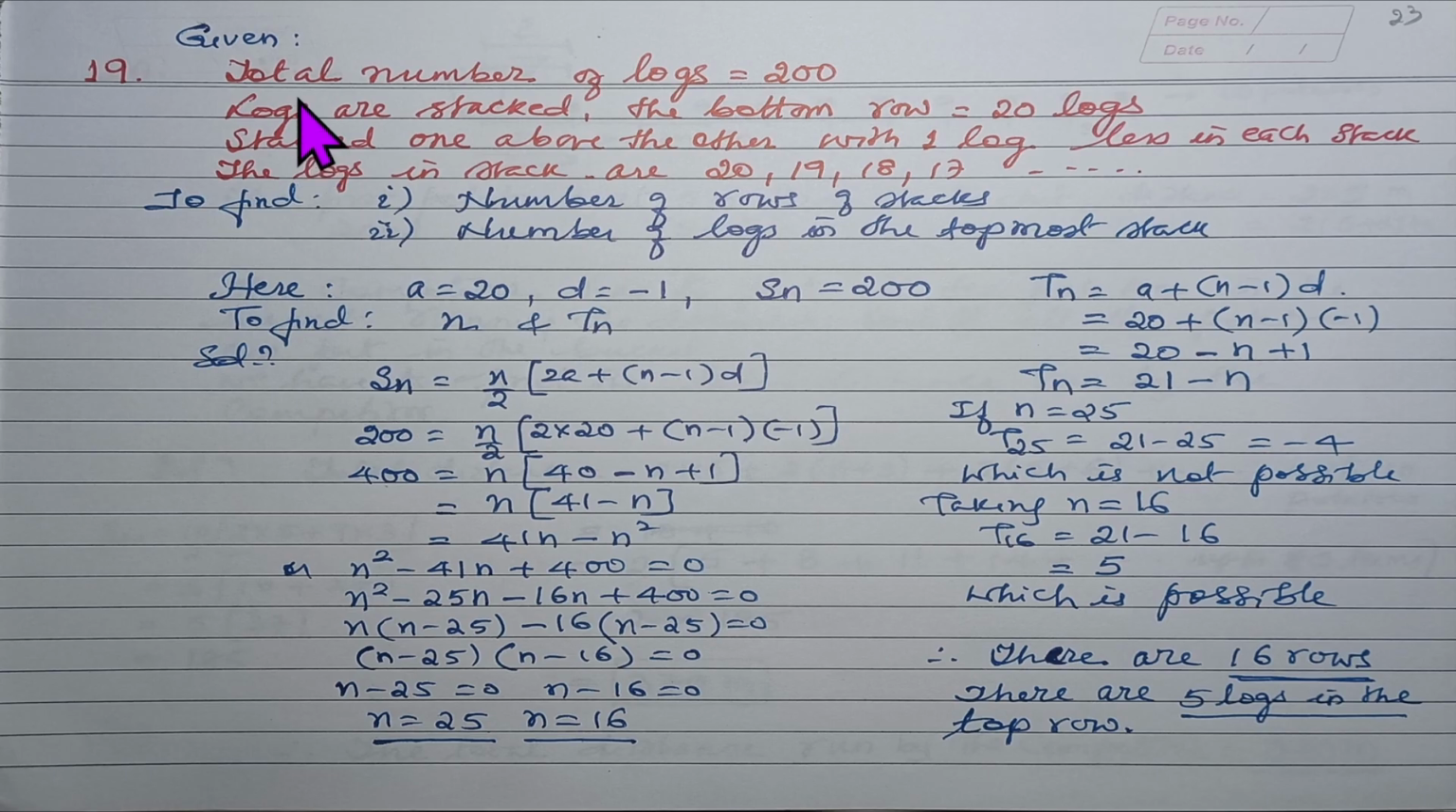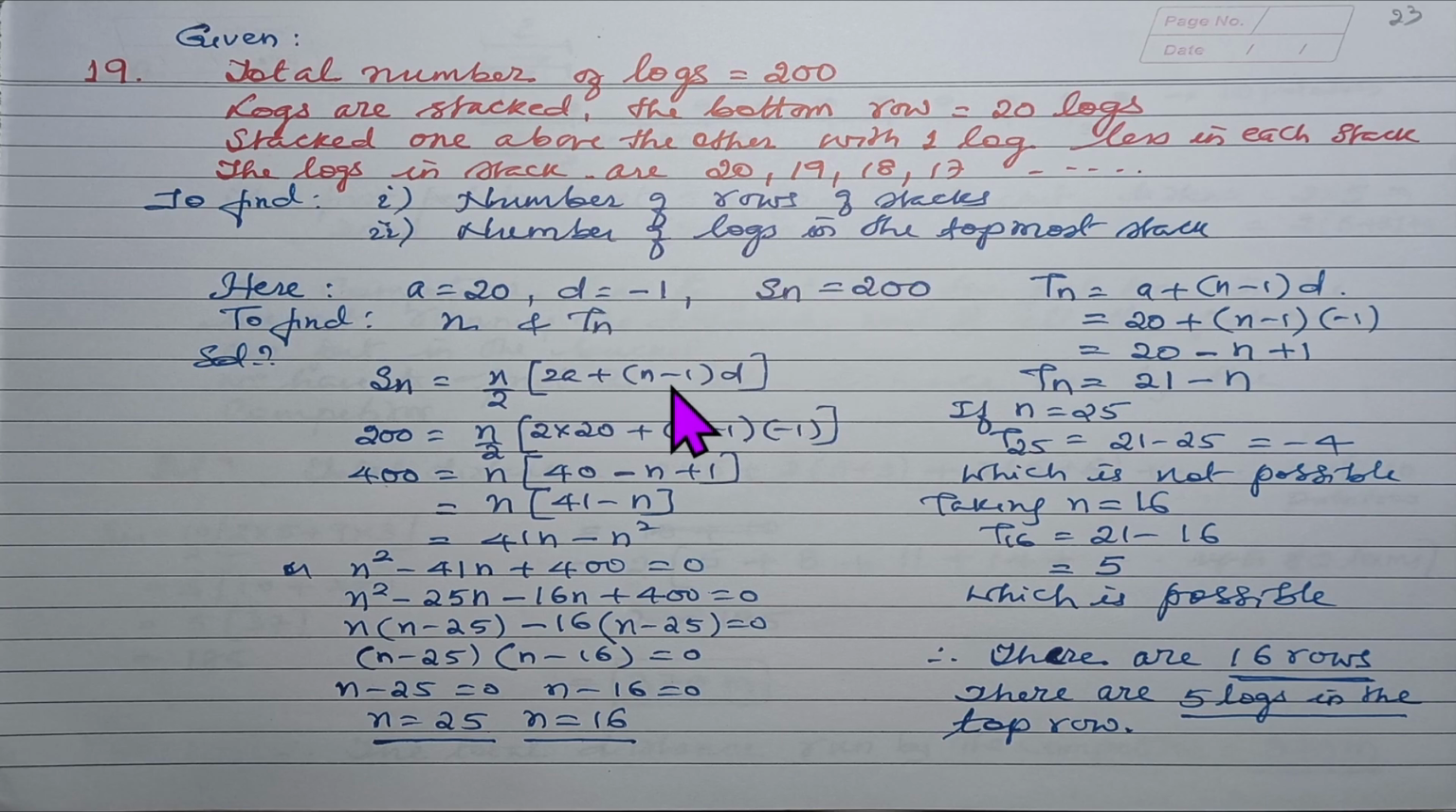Now coming to the next example: the total number of logs given to us is 200. There are 200 logs, and they are stacked. The bottom row has 20 logs, stacked one above the other with one log less in each row. The logs in the rows are 20, 19, 18, 17 and so on. So we have to find the number of rows of stacks and the number of logs in the topmost row. Let us understand this.